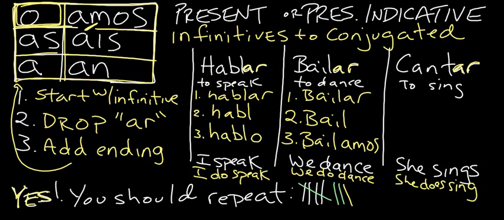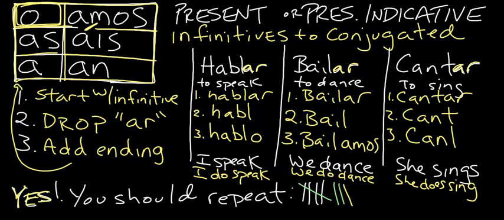All right, let's do one final one. What do we have here? Cantar. Start with our infinitive, to sing. Drop our AR, cant. All right, and we want to say she sings. I got Shakira on the brain today. All right, she is going to be box 3, so we need to add that a. Canta. She sings. She does sing.